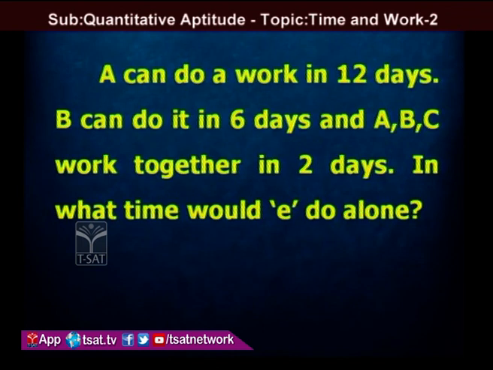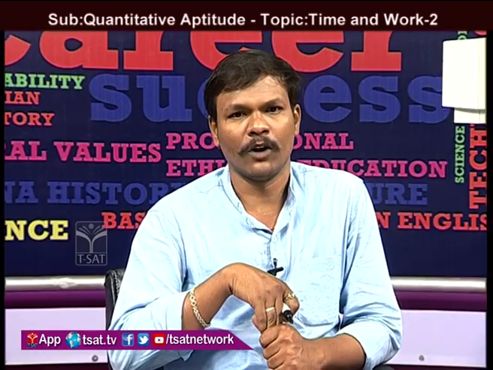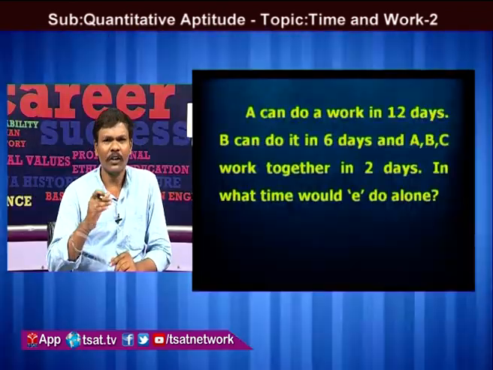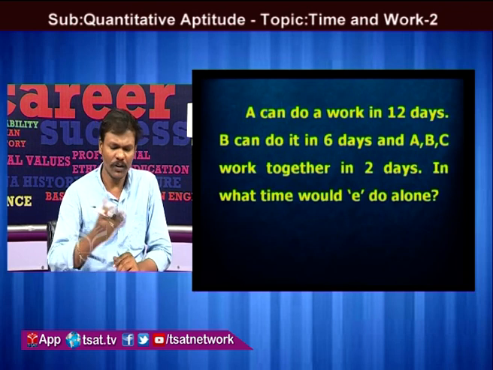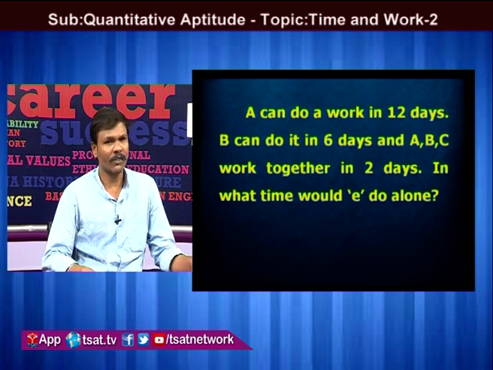What do we have? A can do a work in 12 days, B can do it in 6 days. A, B, C work together in 2 days. In what time would C do it alone? C alone, not E, it is C alone. Clear? This question you have to try in 1 minute or 20 seconds of time. So how can you solve it in that time?